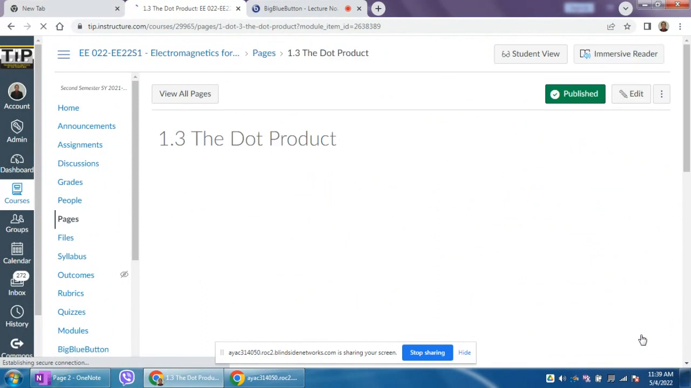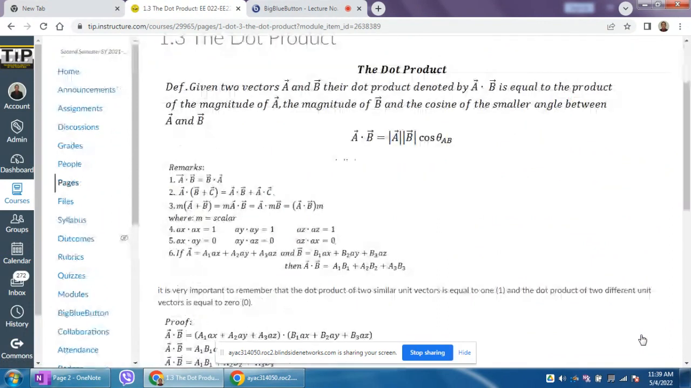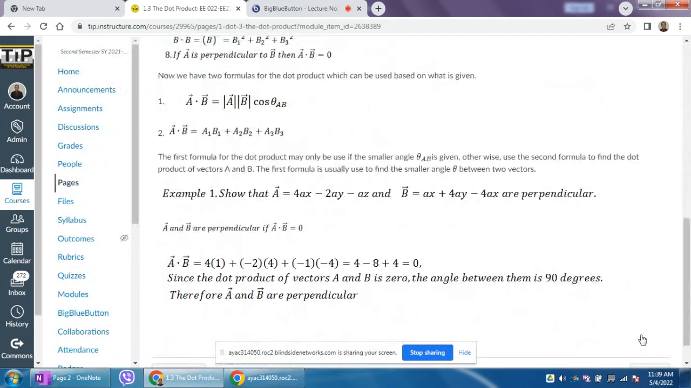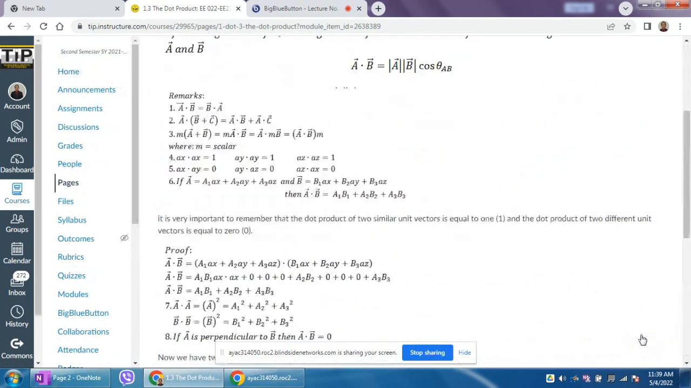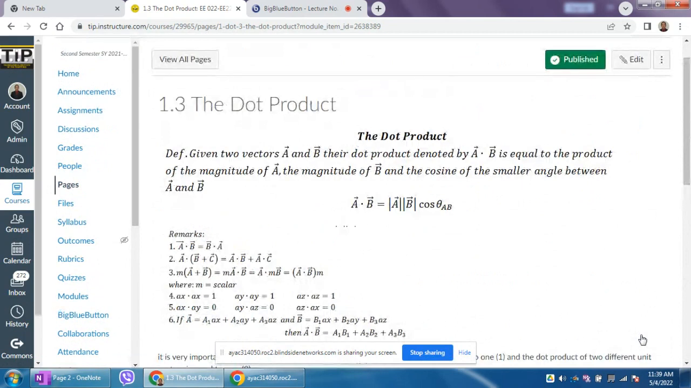Okay, so we are on 1.3 dot product. Sige po, moving on to 1.3. So dot product. So the dot product, by definition, given two vectors A and B, their dot product denoted by A dot B is equal to the product of the magnitude of A, the magnitude of B, and the cosine of the smaller angle between them.